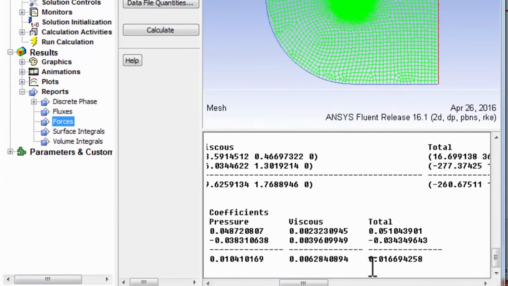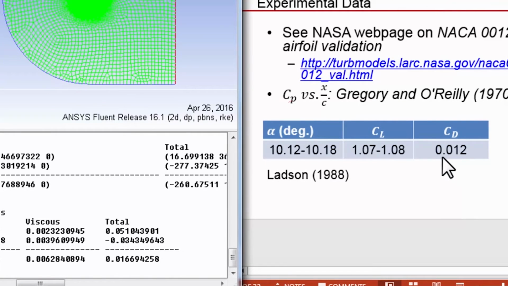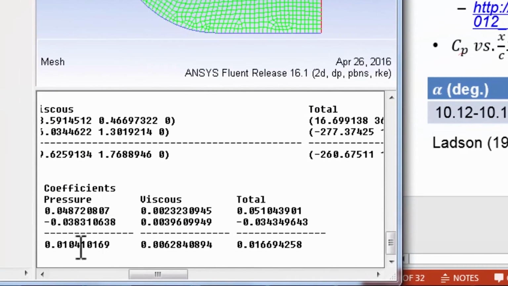The total drag coefficient is around 0.017 as opposed to 0.012. That's around 40% error, which is too high. But you can see that the drag coefficient is about 1% of the lift coefficient, so it's much more challenging to compute. You can see that you're getting contributions from both the pressure and the viscous shear. In fact, I was surprised that the contribution from the pressure is higher.